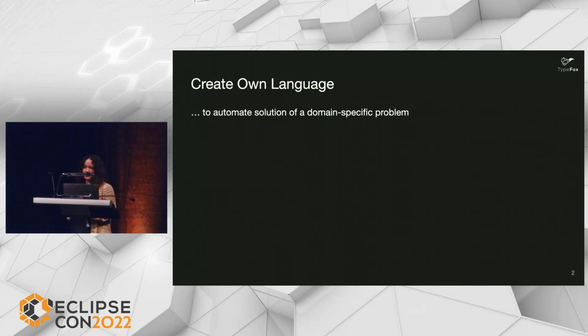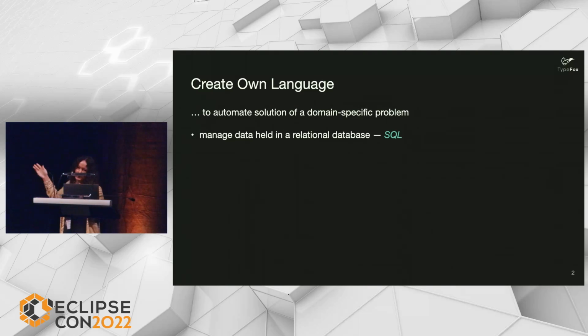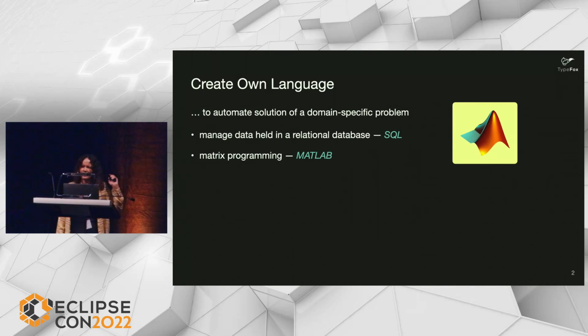So, what to do if you want to create your own language, and why might you want to create your own language? First of all, to automate solutions of a domain-specific problem. For example, you want to manage data in your relational database, and for that we have one domain-specific language, SQL. Or you want to do matrix programming, so you can do it with MATLAB.